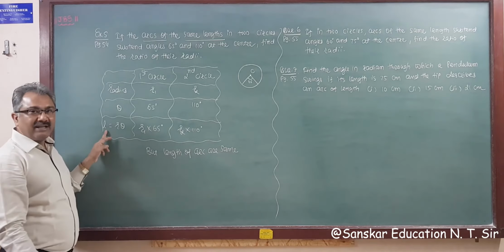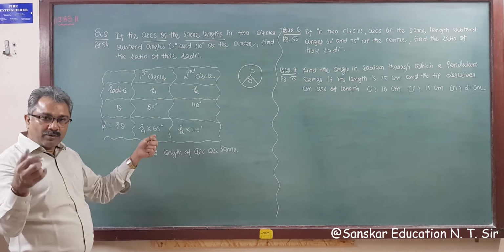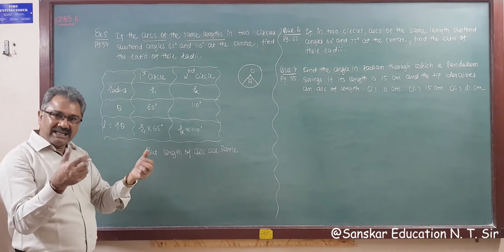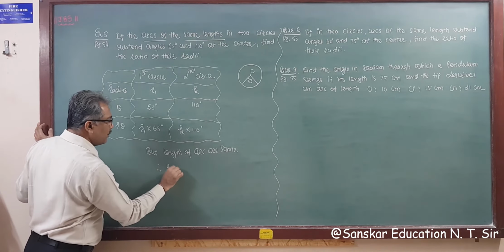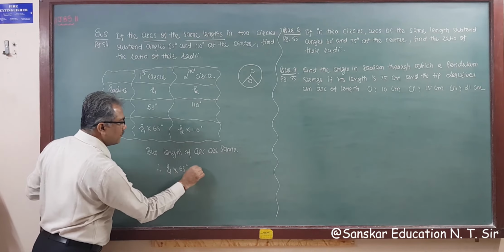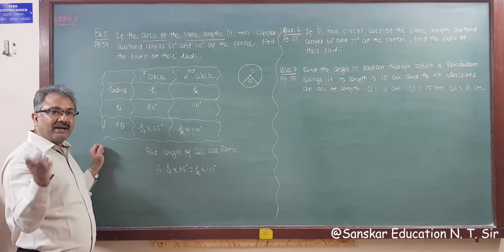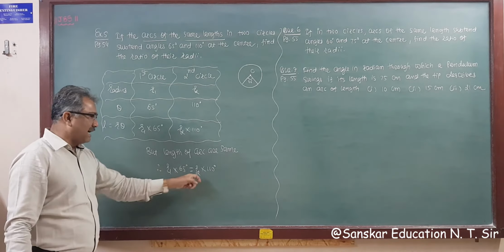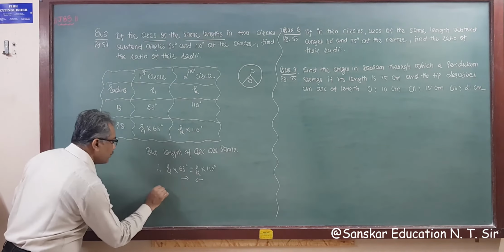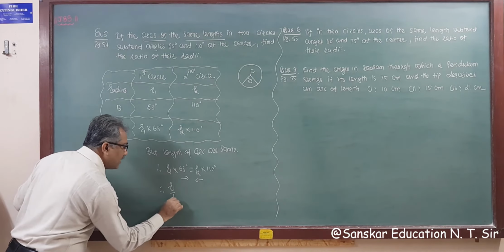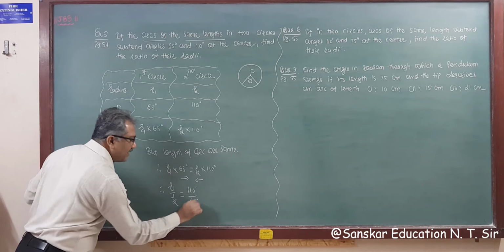That is, this is the length of arc for the first circle and this is the length of arc for the second circle. These two are equal, so R1 into 65 degree is equal to R2 into 110 degree. We have to find the ratio of the radii, that is R1 upon R2. So taking R2 to the left hand side, R1 upon R2 is equal to 110 degree upon 65 degree.